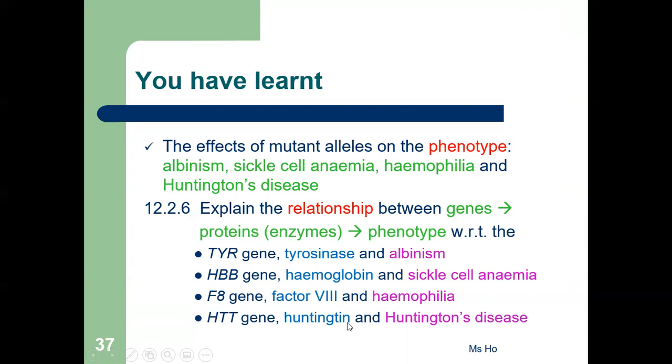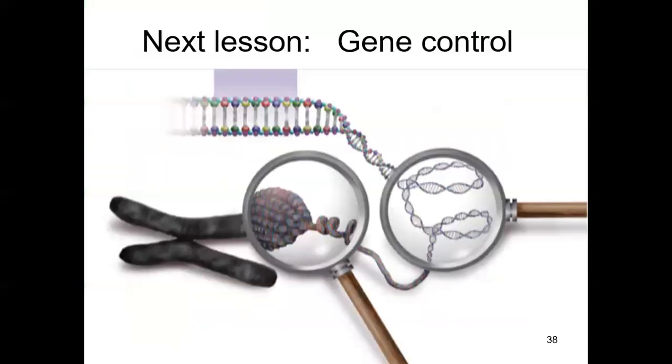When it's normal, the brain is normal. When it's too long, because the repeated amino acid part is too long, then the person will have Huntington's disease, where the brain cells will die. Okay, so that's all for today's lesson.